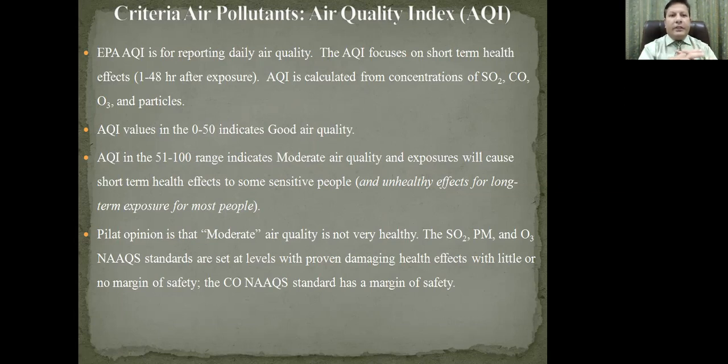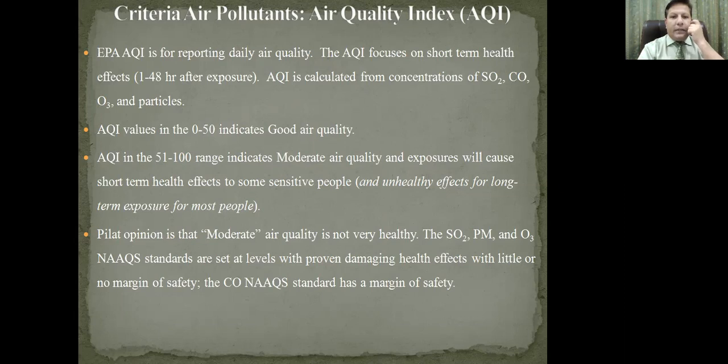Air quality index values from 0 to 50 indicate good air quality. They have given a huge area for this. If the index is 0 to 50, it is okay. Air quality in the 51 to 100 range indicates moderate air quality, and exposure will cause short-term health effects to some sensitive people and unhealthy effects for longer-term exposure for most. So we should be clear: up to 50 on the air quality index, it is good, it is okay for a human, a human can survive there. If the concentration exceeds beyond this limit, it can cause short-term and long-term health effects on individuals who are breathing and living in that environment.